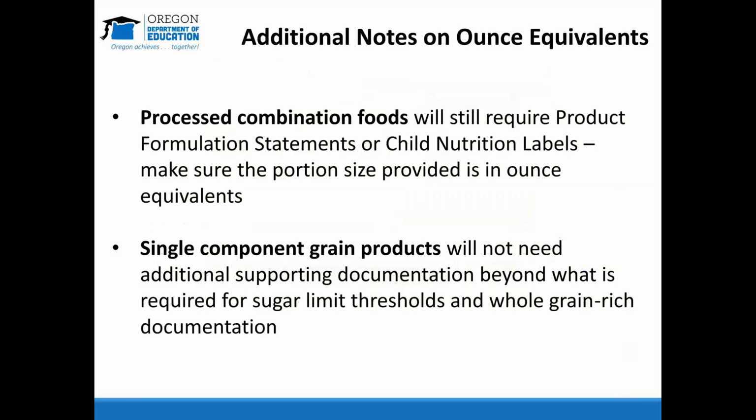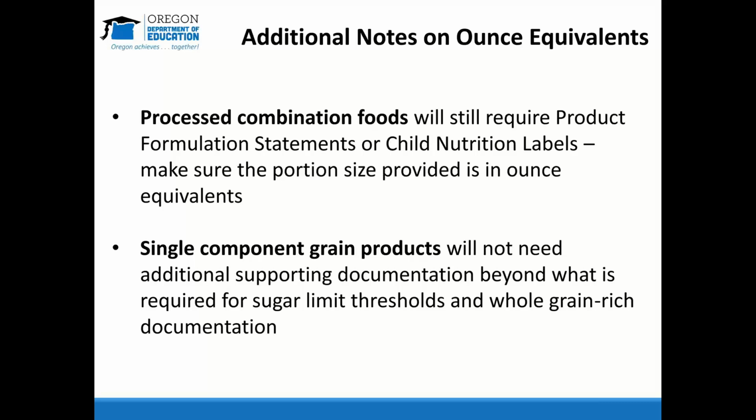We don't have time today to go over different processed combination foods, but know that anytime you have a processed combination food, they will either need a product formulation statement or a child nutrition label in order to be creditable. The product formulation statement or child nutrition label will also conveniently include the portion sizes. And most of the time, those portion sizes will already be in ounce equivalents. But if not, you may need to convert it yourself based on the weight that is provided per serving.